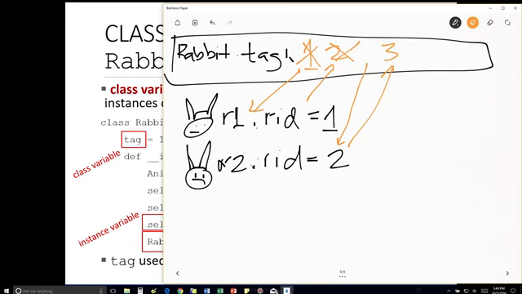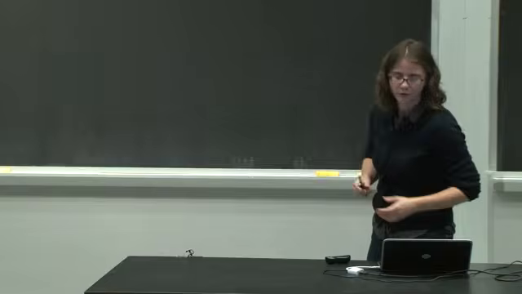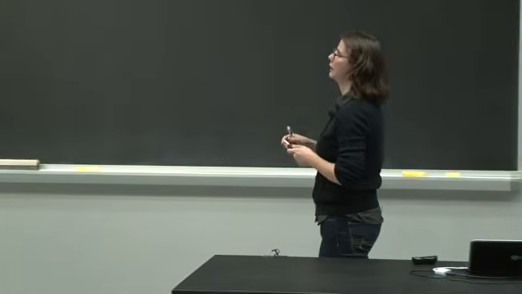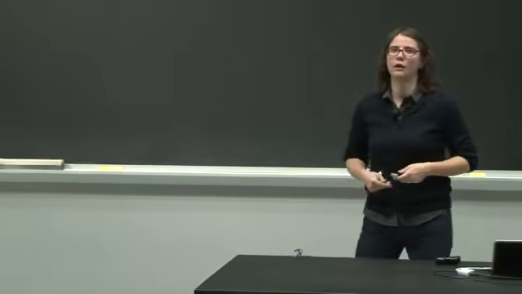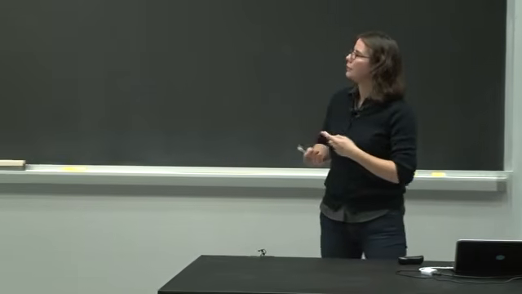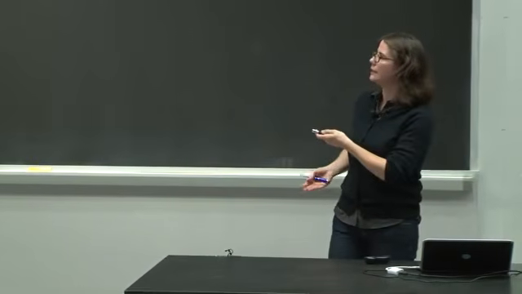Notice that all of my instances are accessing this shared resource, the shared variable called tag. As I'm creating more and more rabbits, they're all going to be incrementing the value of tag because it's shared among all of the instances. And so this tag class variable keeps track of how many different instances of rabbits I've created throughout my entire program. Okay?